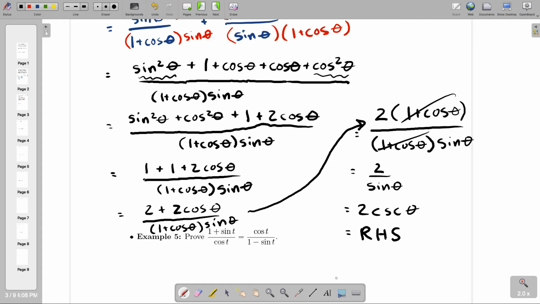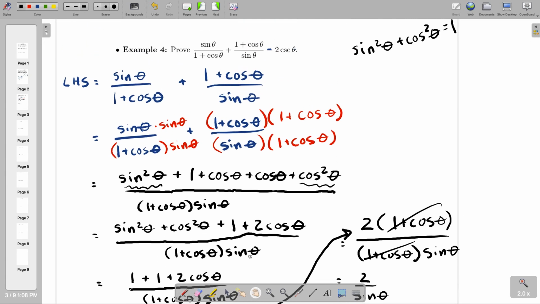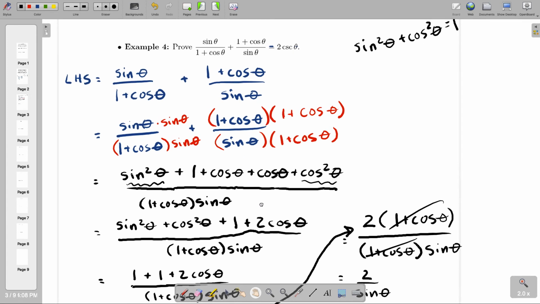So this is a good example of a problem where you just kind of have to take it a step at a time and keep the faith, and you're doing little things along the way where you're saying, okay, how can I make it look a little bit more like the other side, a little bit more? And at first our motivation is just simply, hey, I've got 2 terms right now, the right side has only 1 term, so let's work on getting it into a single term.